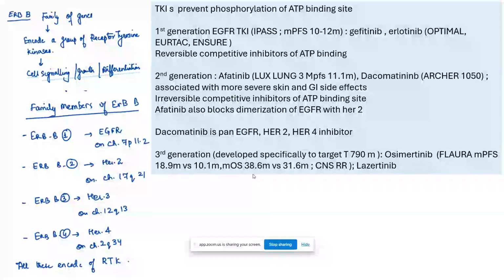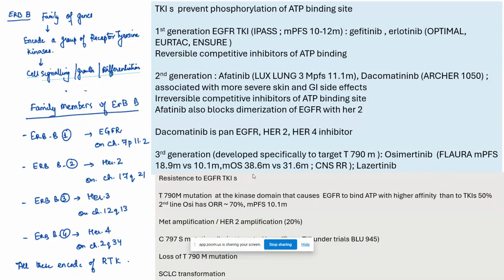So afatinib and dacomitinib are basically pan-HER inhibitors, and that is the reason they are better able to act on the uncommon mutations also. The third generation TKI was basically designed to specifically target the T790M mutation, which came up with osimertinib. Osimertinib, as per the FLAURA trial, has a significant PFS benefit when compared with the first generation TKIs, and also an OS benefit. And also now another TKI is in use, lazertinib. That is also a third generation TKI with better actions.